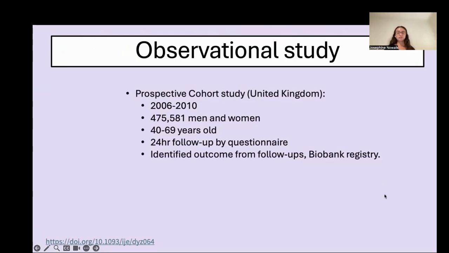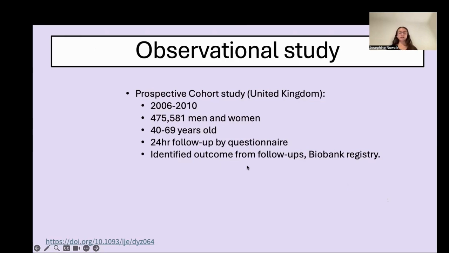So the observational study that I found was a prospective cohort study in the United Kingdom from 2006 to 2010. There were about 475,051 participants, men and women, about 40 to 69 years of age. They did follow-ups every 24 hours via questionnaire asking what they had eaten. The questionnaire contained whether they had eaten red meats, processed meats, poultry, fish, dairy products, cheese, fruits and vegetables, and any kind of bread.